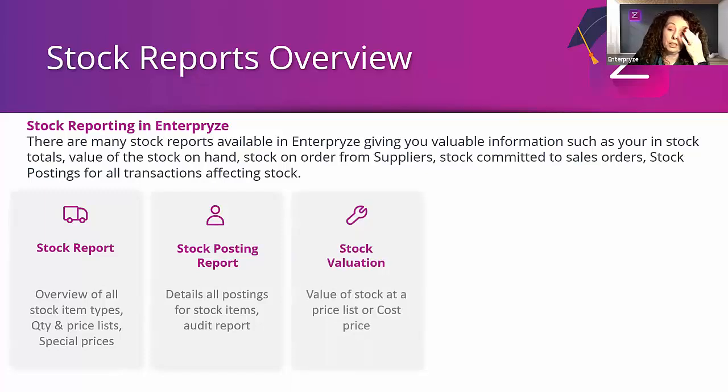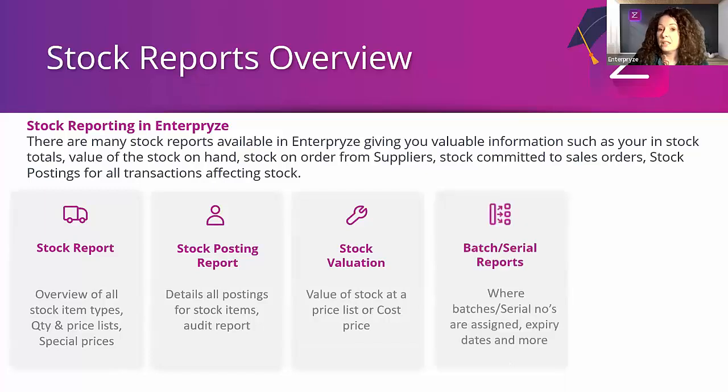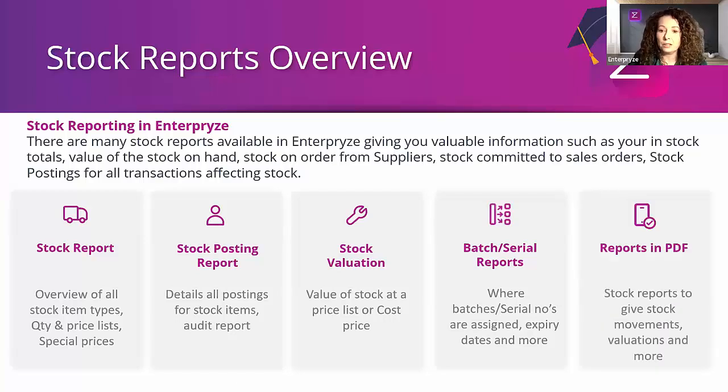Stock valuation. You can run a valuation of the stock at a particular price list or at cost price. Batch and serial item reports to track and trace the items as they come into stock, when they were assigned, expiry dates, traceability and audit around when they've been sold. So all of that information.